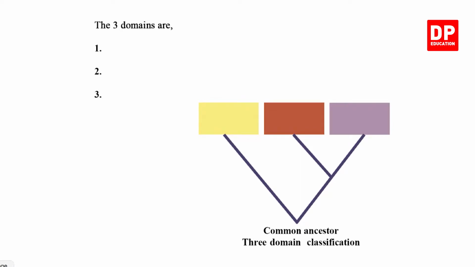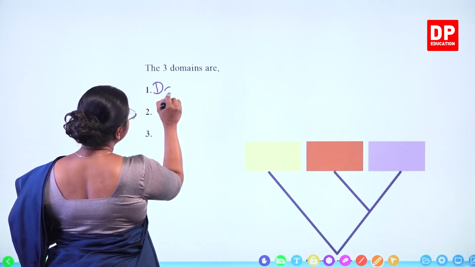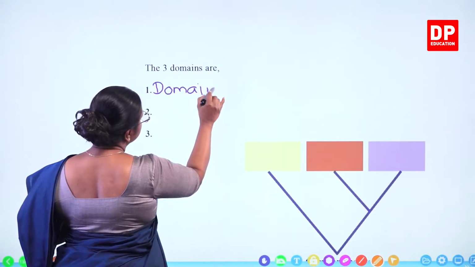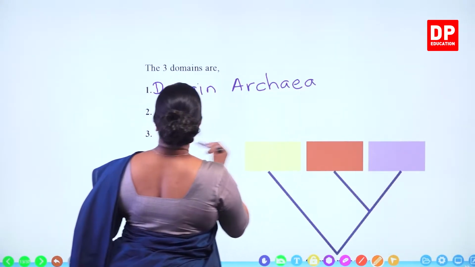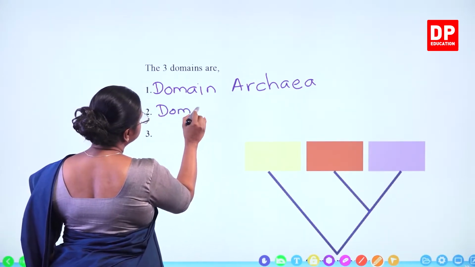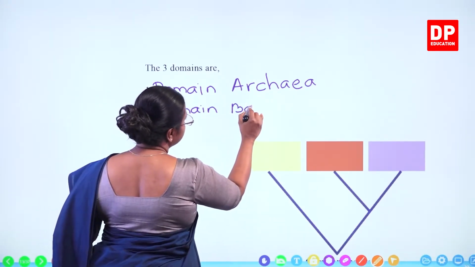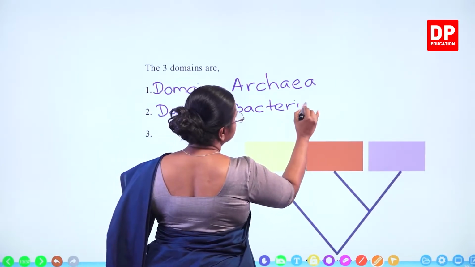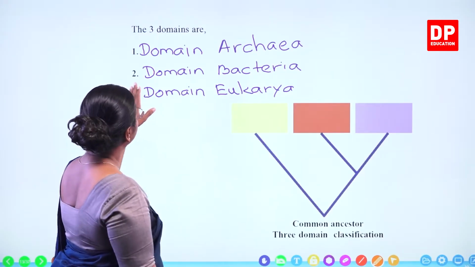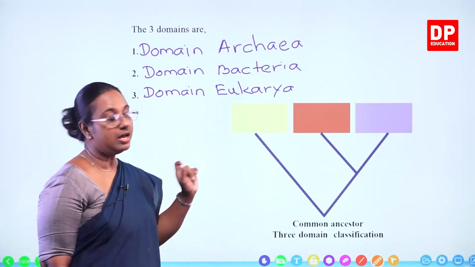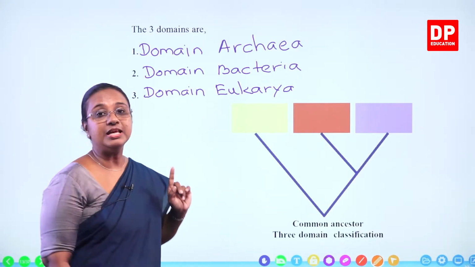The 3 domains are, if we write the 3 domains, it is better to write it as domain Archaea, domain Bacteria, and domain Eukarya. So students, you all can see here domain Archaea, domain Bacteria, and domain Eukarya.